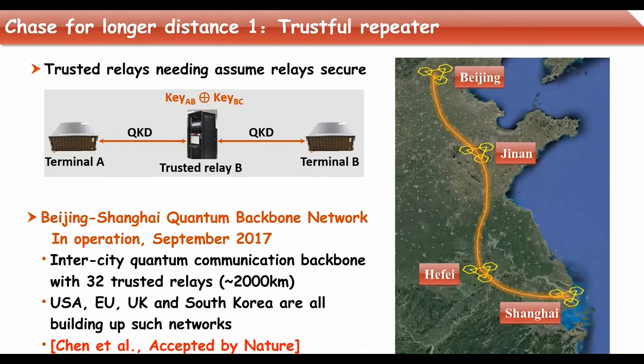The first one is to use some classical relay, where you trust the relay. This is what we do in the Beijing-Shanghai main trunk line. We get about 2,000 kilometers with 32 nodes and 31 links, and we trust the 32 nodes. So in that sense, you need to guarantee the 32 nodes are physically isolated from the outside. Some companies are interested in this application and want to use it, so we built it.